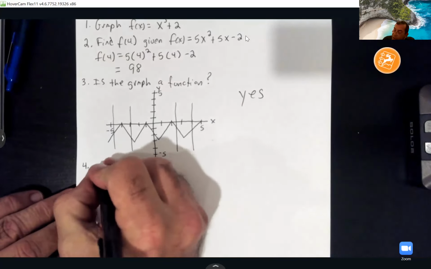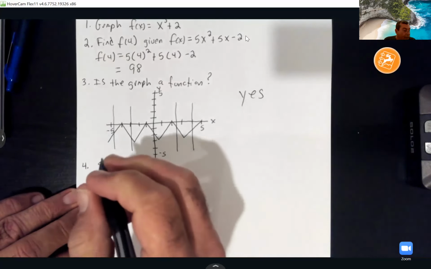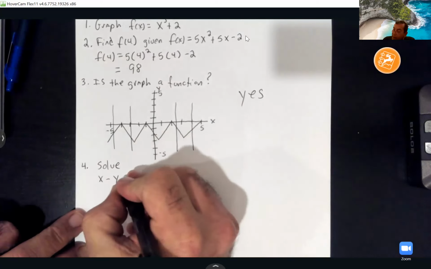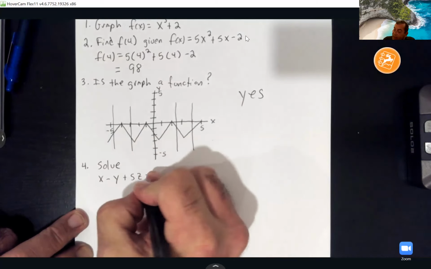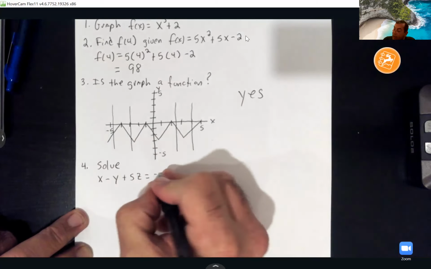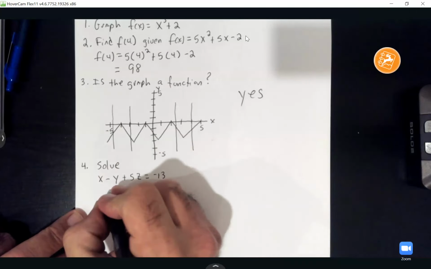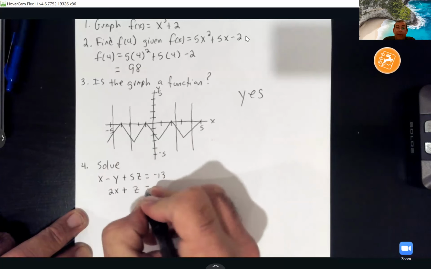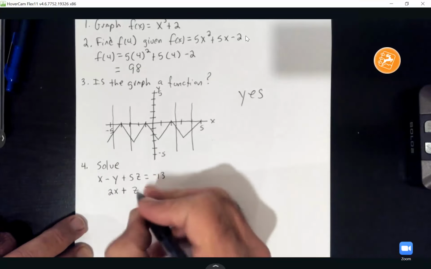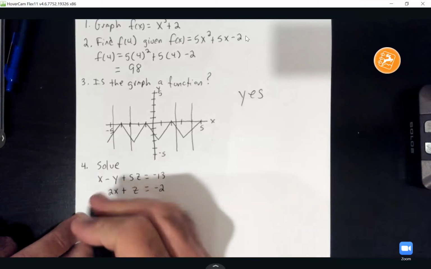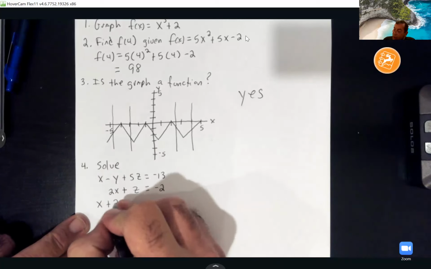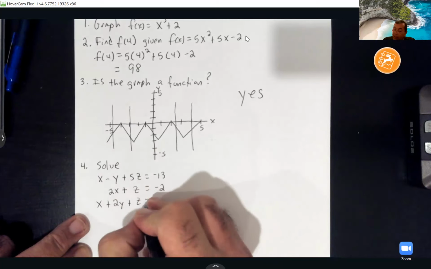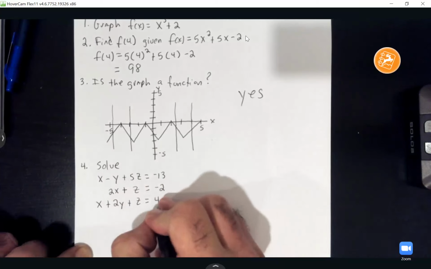All right, number 4 wants us to solve. I got x minus y plus 5z equals negative 13. I got 2x plus z equals negative 2. And then I got x plus 2y plus a z equals 4.